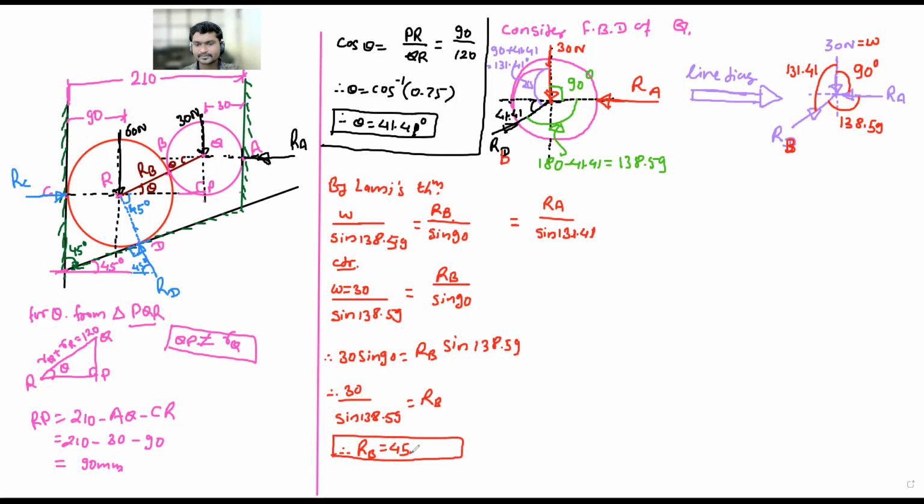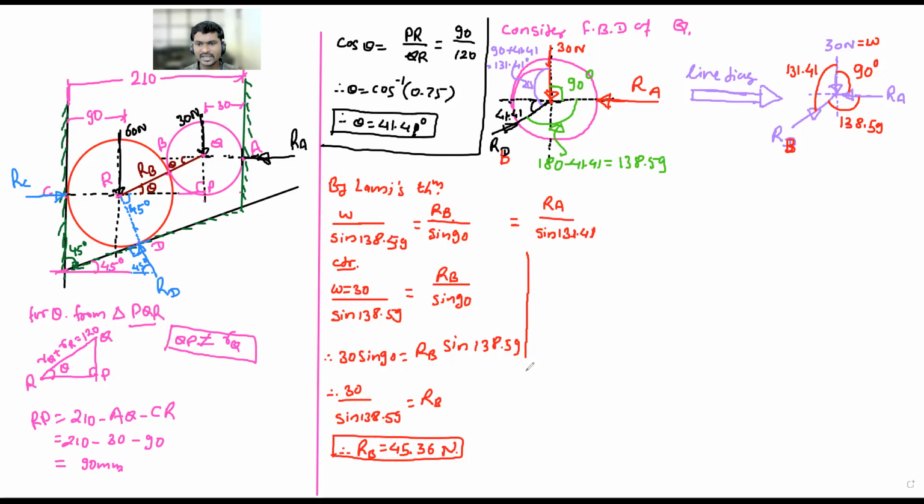355 आहे सर. 35.5 मध्ये 36 करूया आपण, 36 newtons. This is for reaction RB.